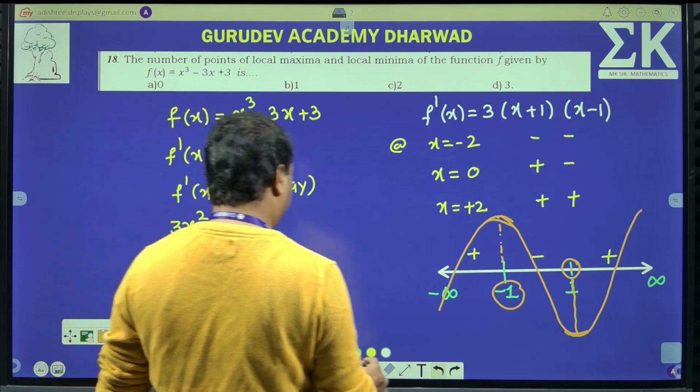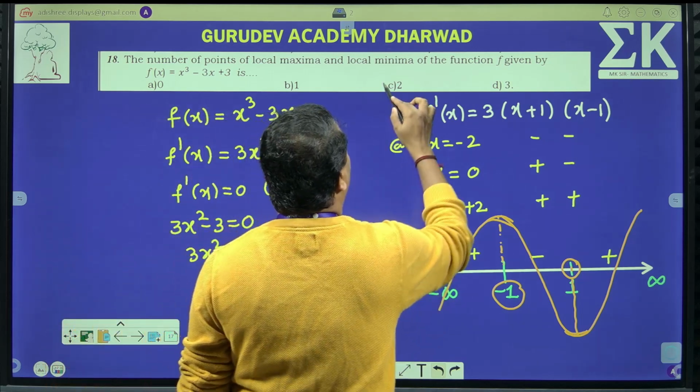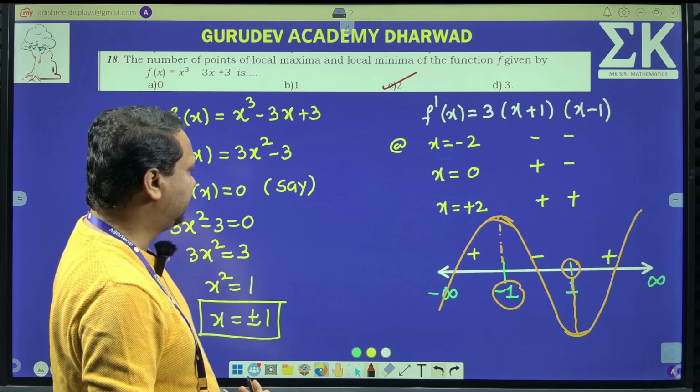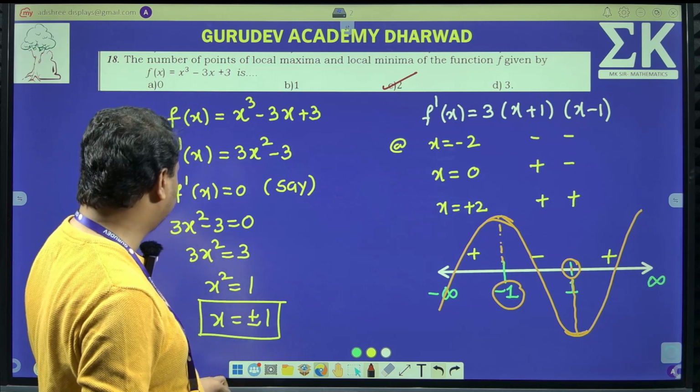Therefore, what should be your answer in this? How many such points are there? 2 such points are there, minus 1 and plus 1. Clear? Clear? Right. Okay. Let's go for the next one.